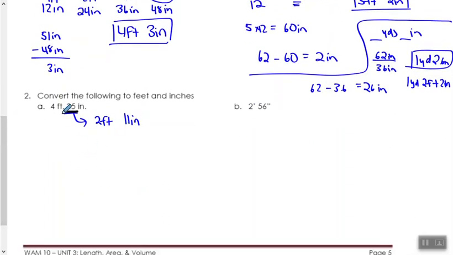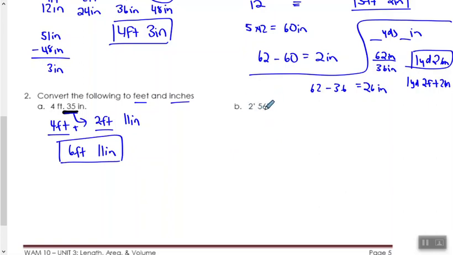So 2 feet and 11 inches, and I have that 4 feet from before. So I take my 4 feet, add it to my 2 feet. Altogether, 4 feet 35 inches is going to be 6 feet and 11 inches. And now we are in feet and inches. This is our answer.